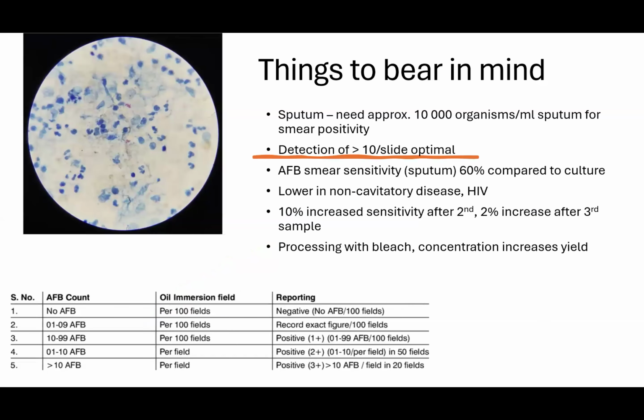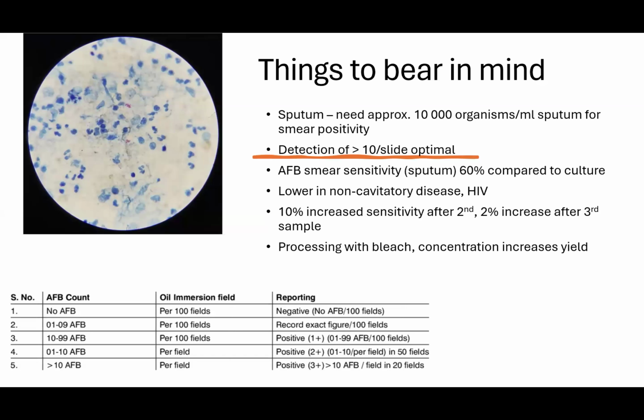So I just threw in things that we have to bear in mind, that for anything to even show as positive in the sputum, you need approximately 10,000 organisms per mil of sputum for smear positivity, which always confused me. So you need that much available so that you might even just see 1 or 2 of those on your slide. The detection of more than 10 per slide is optimal, but apparently seeing even 1 is suggestive, but you probably would want to see a few more to make a definite diagnosis.